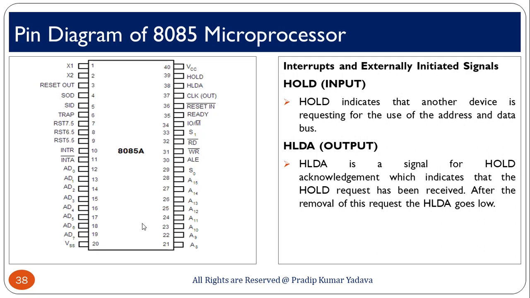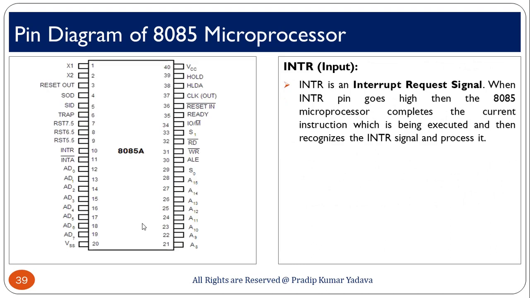Suppose you are using a microprocessor and you have connected 4 to 5 devices to it, and you are performing an operation. Then suppose another device wants to access the microprocessor. Firstly it has to generate a request, and that request is called HOLD. The microprocessor then generates the HLDA signal to acknowledge that request, meaning the device can access the microprocessor and transfer the data. And talking about INTR, basically it is the interrupt signal.